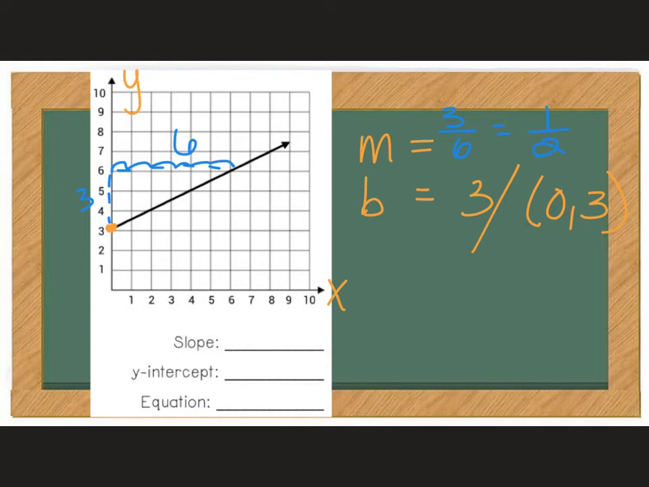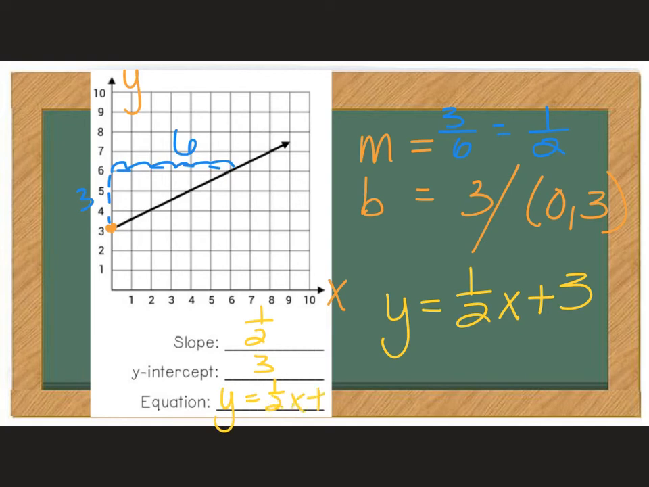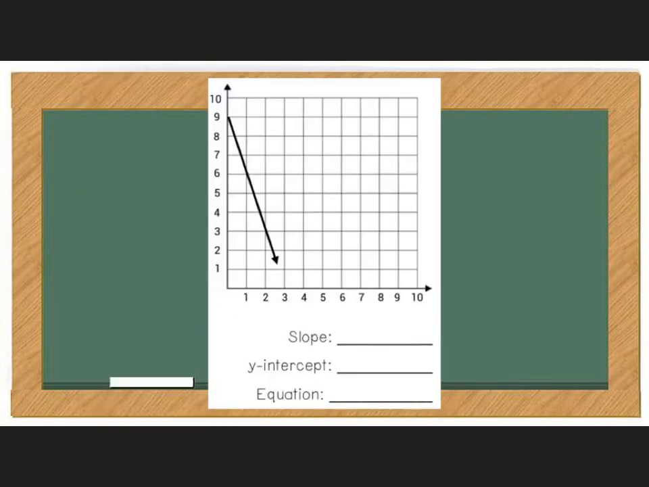So when I go to write my equation, it will be y equals 1/2 x plus 3. Sorry, I did it all off to the side instead of here. So our slope is 1/2. The y-intercept is 3. So y equals 1/2 x plus 3. All right, let's continue to another.